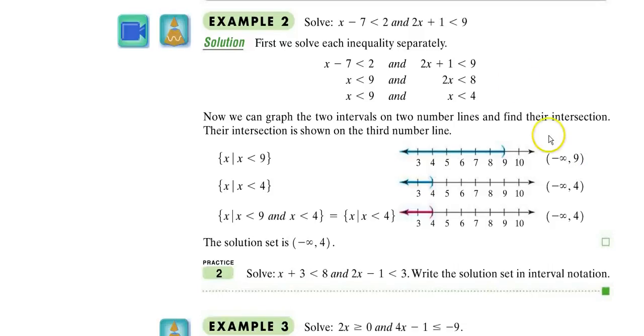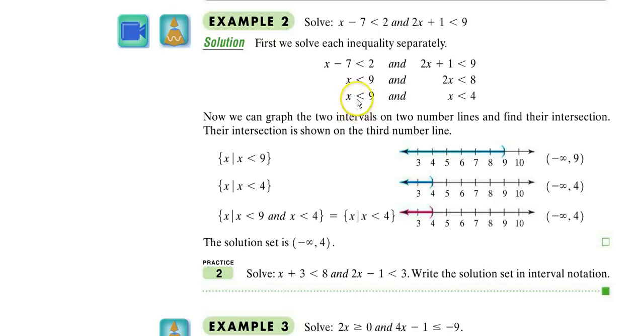Going on now to example 2, we want to solve these, keeping in mind the word "and" is there, and this is an intersection. So we can just look at this. We're going to transpose the -7. This will become a 9. So that's this one. We're going to subtract a 1 from both sides. This gives us an 8. Divide by 2. This gives us a 4. So there are our 2 inequalities that we could put now on a number line. Now they're showing the results in set builder notation, but these are what we're going to plot.